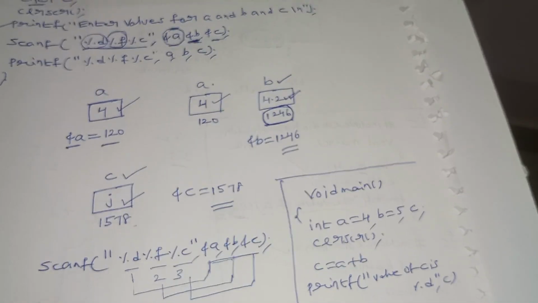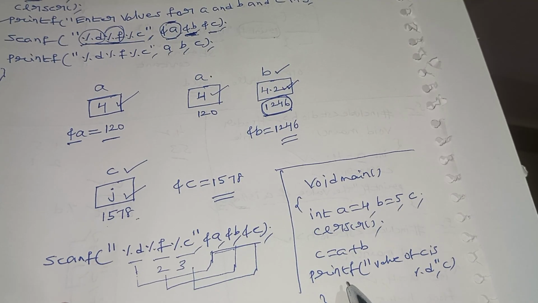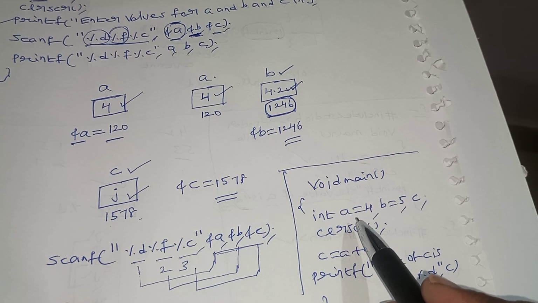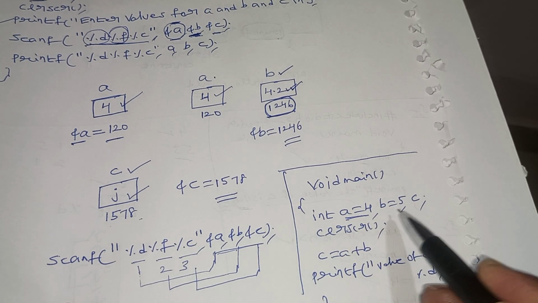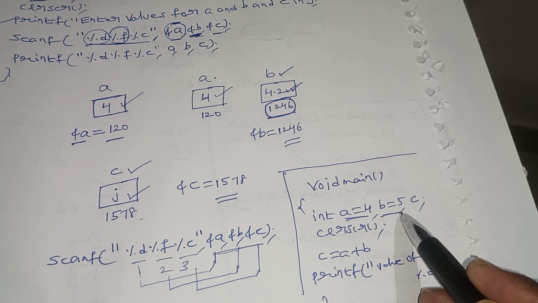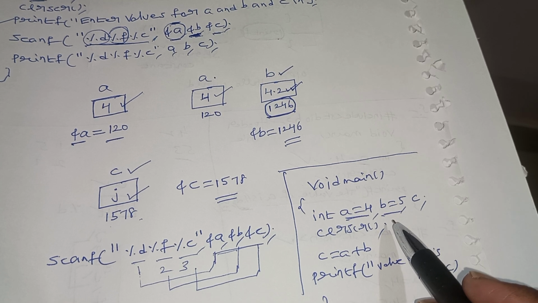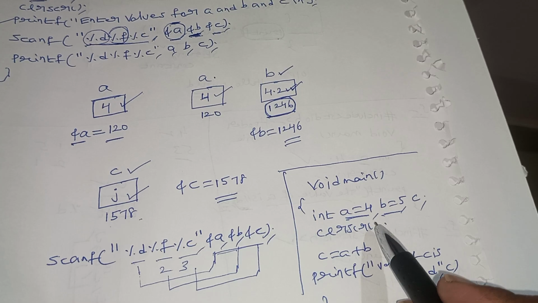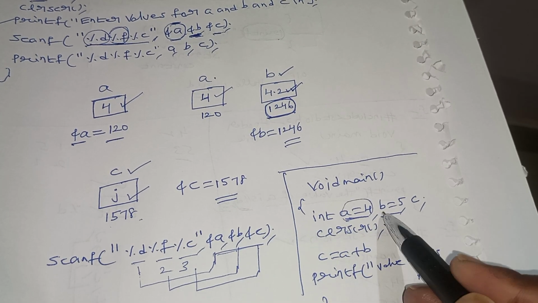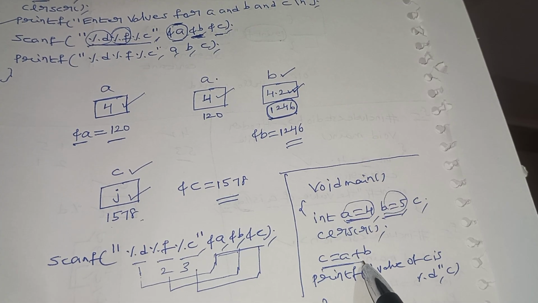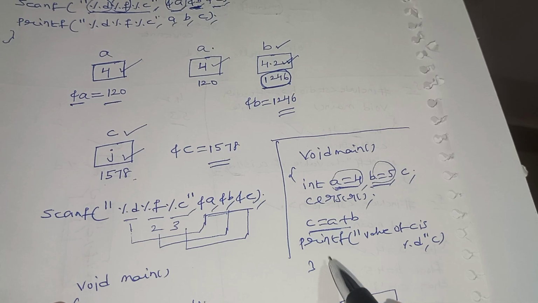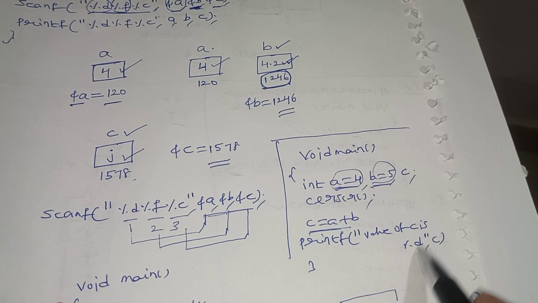Now see here, I am not using the scanf function, so I am taking values statically. What is the meaning of statically? In the program you are taking some fixed values, a equal to 4, b equal to 5. It means you are unable to change them. So these are static values. I am taking the addition of two numbers, c equal to a plus b. Then printf value of c is %d.